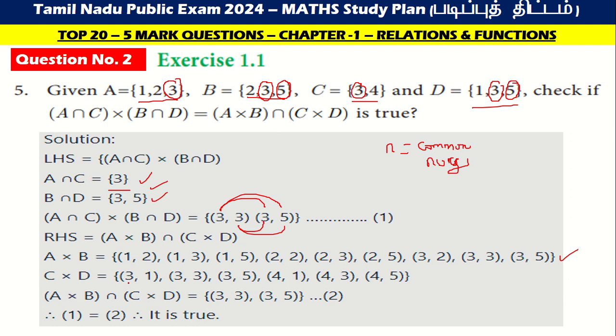Then C cross D gives 3, 1; 3, 3; 3, 5; 4, 1; 4, 3 and 4, 5. When we take the intersection of the two, the common pairs are 3, 3 and 3, 5. Both are common, so hence LHS is equal to RHS. Let us go to the next one.